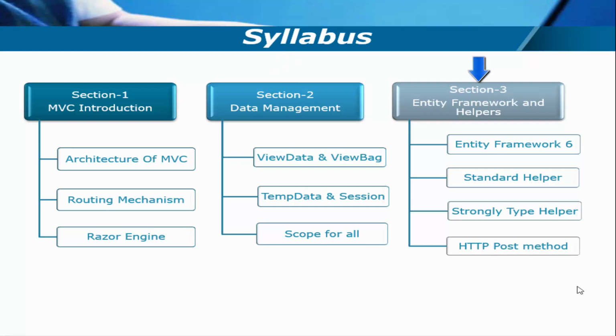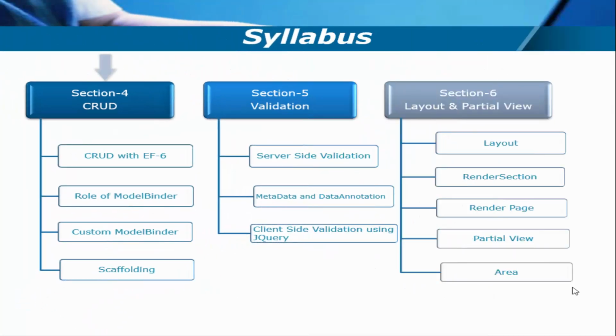Section 3 covers an introduction of Entity Framework 6 and HTML helpers. In that, we will talk about what a standard helper is and what a strongly typed helper is. Section 4 covers CRUD-based operations using the Entity Framework 6 database-first approach. We will be using SQL Server as a backend to perform these CRUD-based operations, and we will also cover what the model binder and custom model binder are, and the scaffolding option over here.